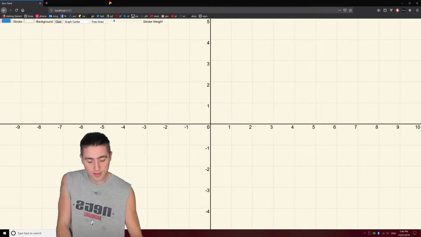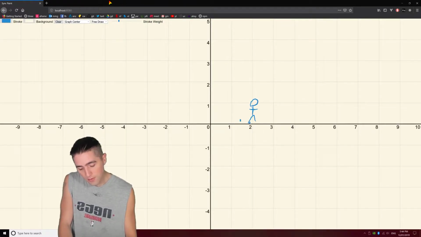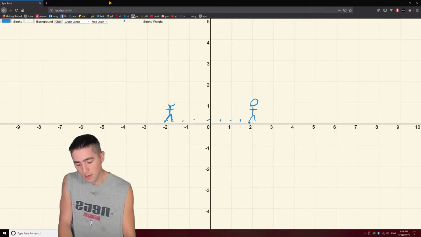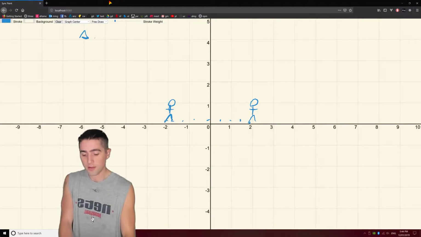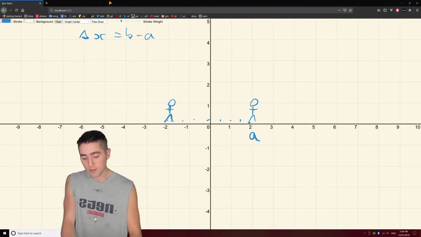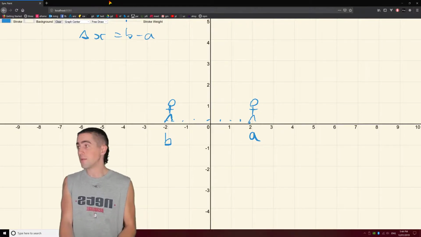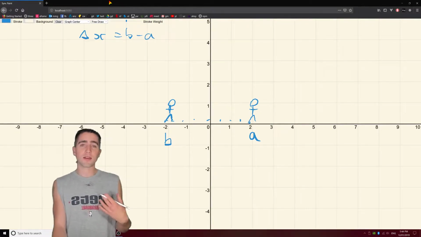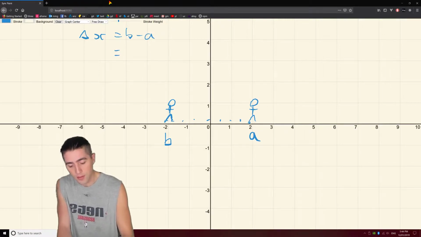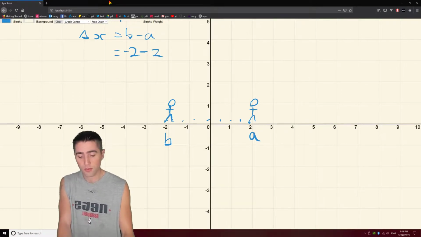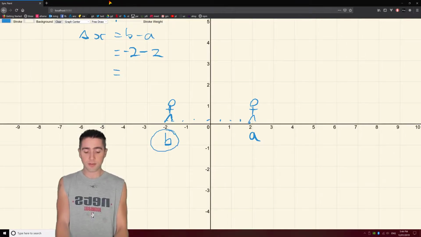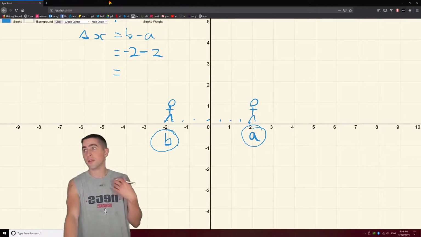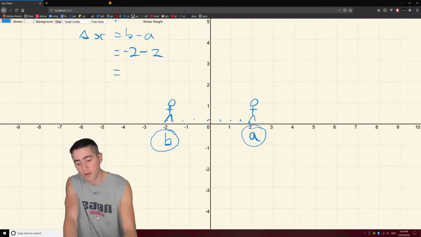But let's say instead he moves in a negative direction. He moves to, let's say, -2. Okay, let's have a look at that. So delta x equals b minus a. Remember, this is where he was in the first frame, and this is where he was in the second frame. This is our a and our b. Delta x equals b minus a equals -2 minus 2, which is equal to -4.